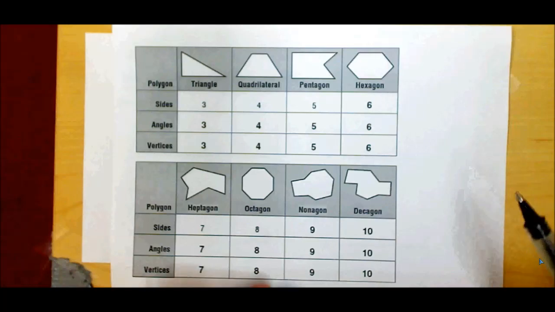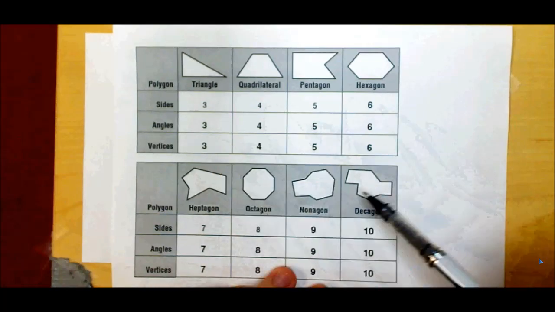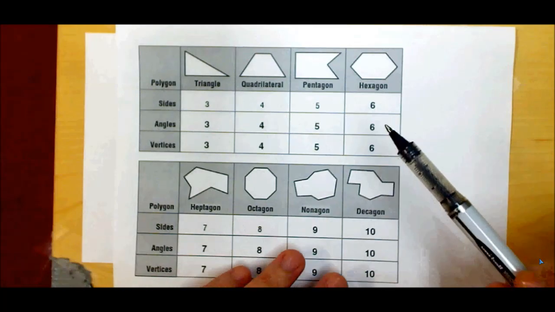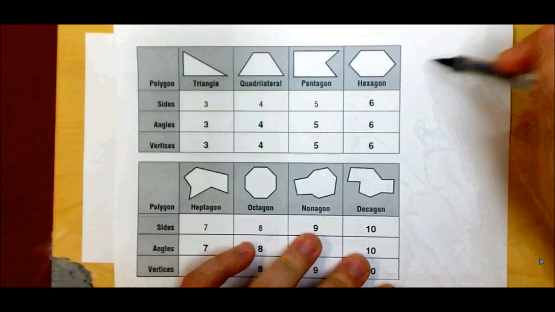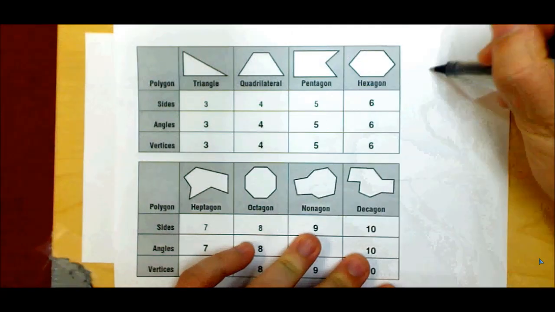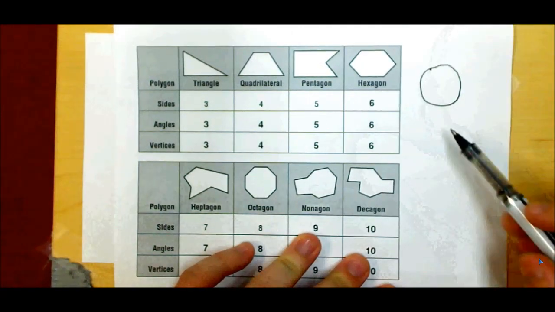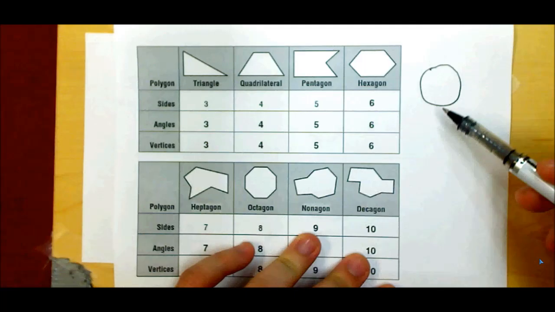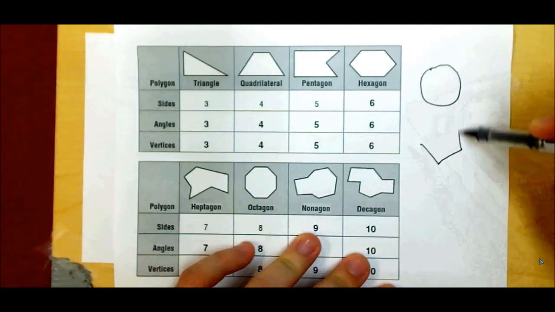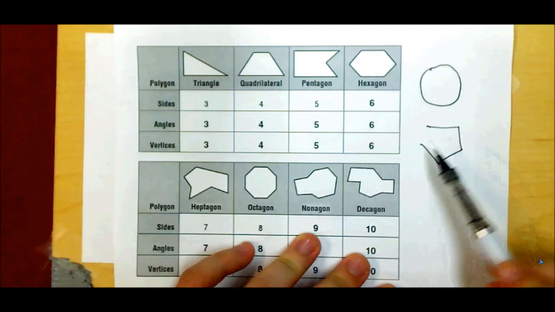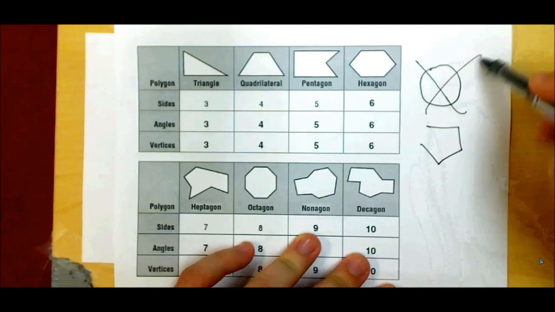Today we talked about polygons, which are two-dimensional figures that are closed and have straight lines. So these are all polygons. This would not be a polygon because it doesn't have straight lines, it has curves. It should only have corners. And this is not a straight line. This is not a polygon because it's not closed, it's open. So these are not polygons.